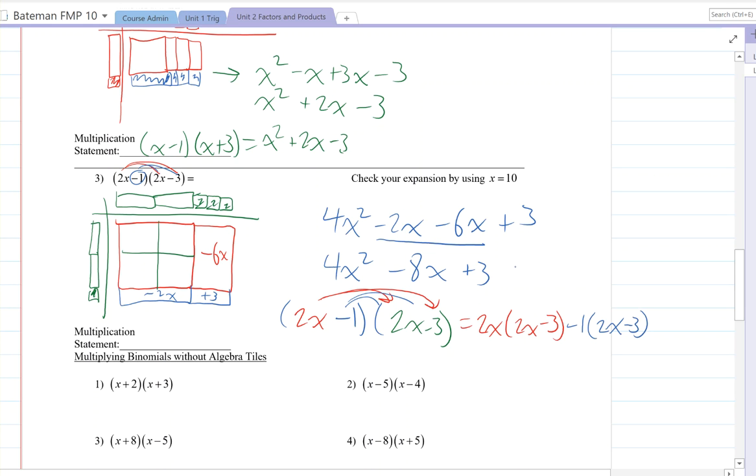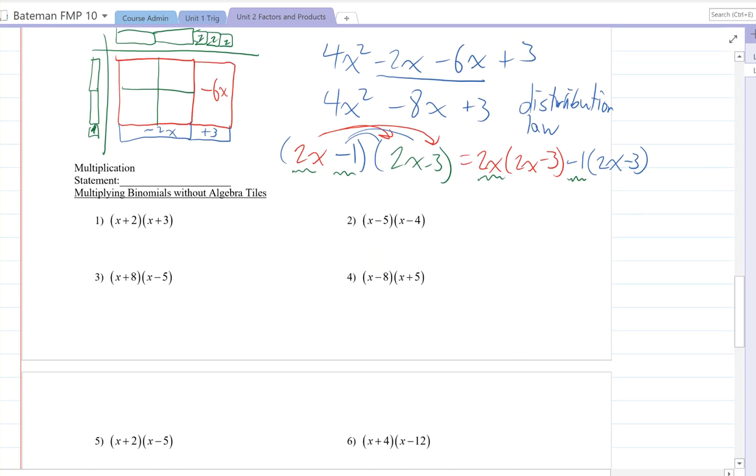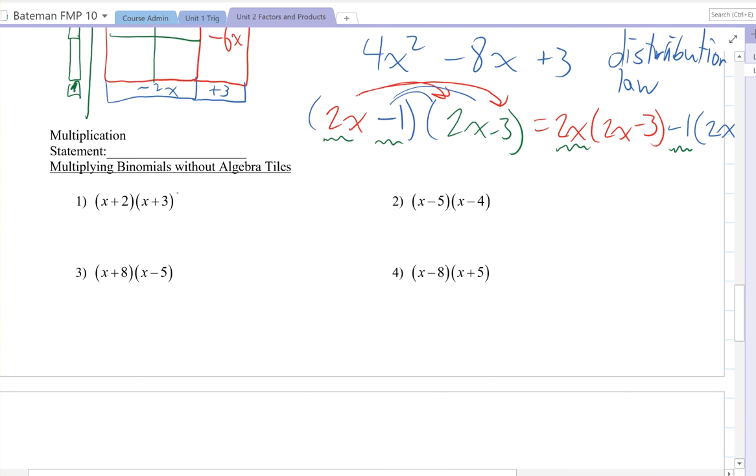So the distribution law tells us that both parts, the 2x and the negative 1, both get multiplied by the 2x minus 3. And so this is another way of writing it. When we're doing this without algebra tiles, this could turn into x times x plus 3 and plus 2 times x plus 3. So this is one way of showing your work.